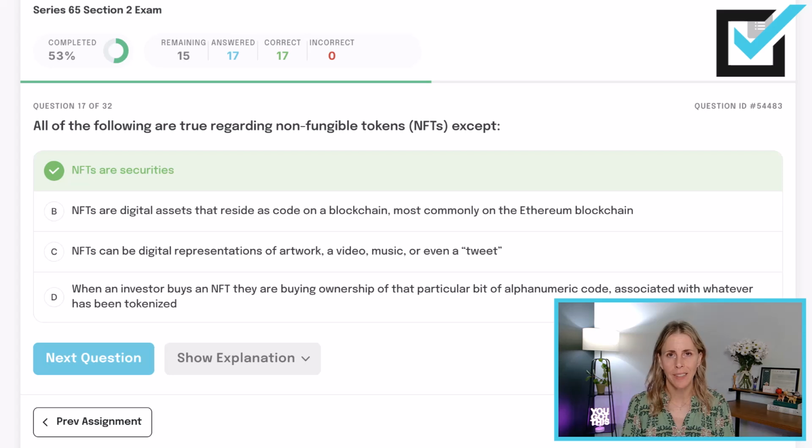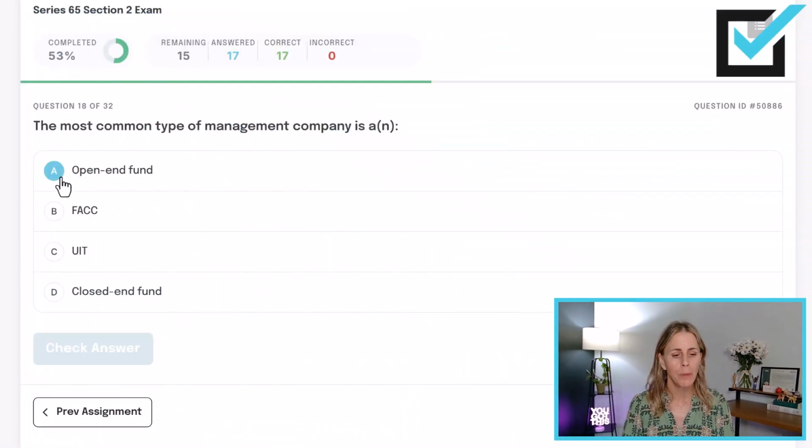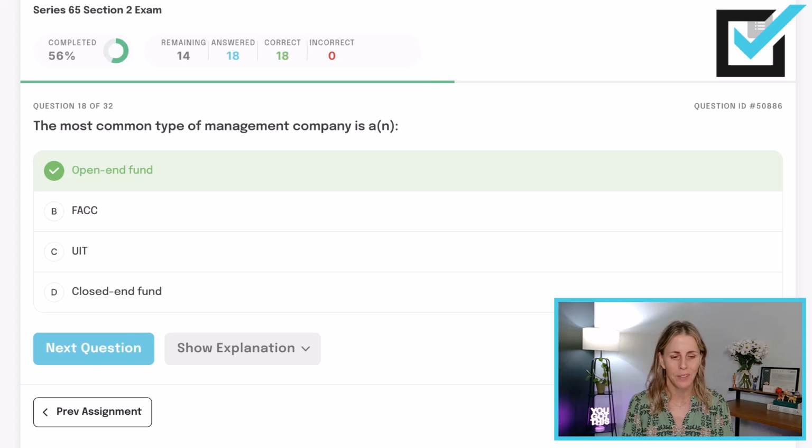NFTs are digital assets. The most common type of management company is an open-end fund, an FACC, which stands for Face Amount Certificate Company, UIT, which stands for Unit Investment Trust, or a closed-end fund. So a management company is a type of investment company under the Investment Company Act of 1940. There are two types of management companies, open-end and closed-end funds. The most common type would be the open-end fund.